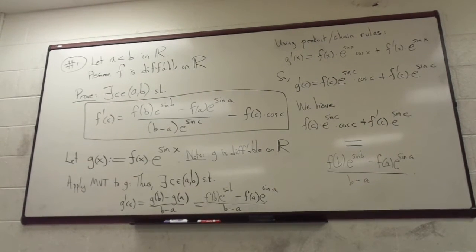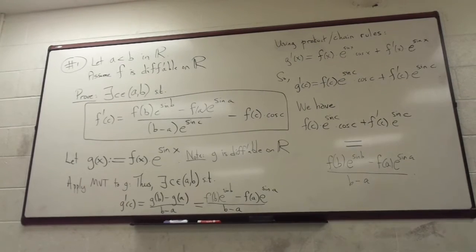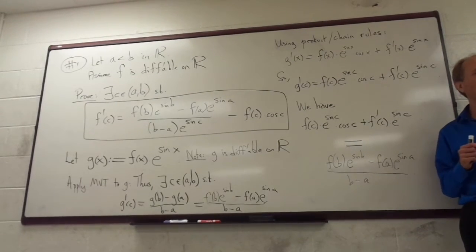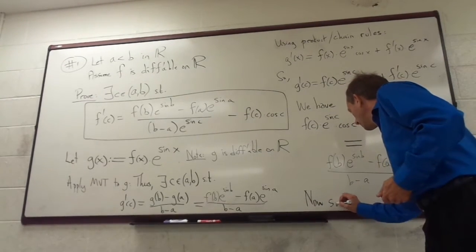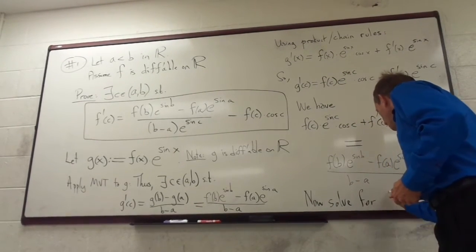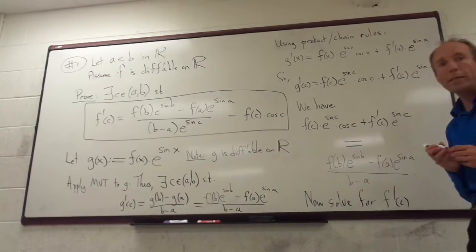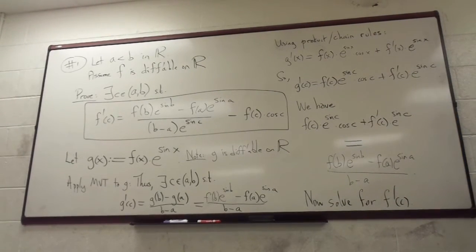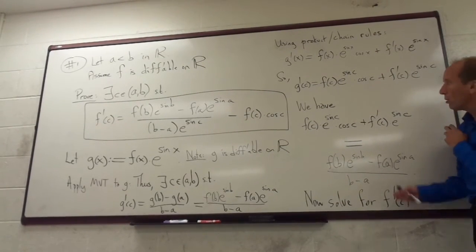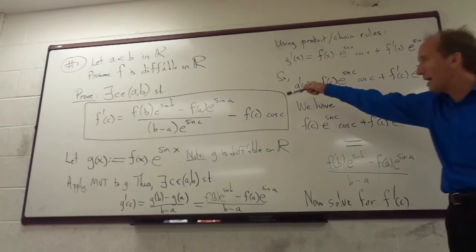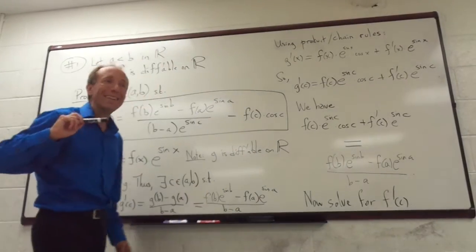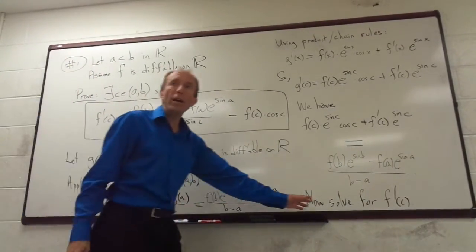Now, at this point, the trick is to just solve for f prime of c. That's just a very, very simple little algebra manipulation. I'm not going to take the time to do it. You can almost see it in your head what's going to happen. You're going to get exactly the formula in the box over there. Right? So I'll leave that part out.